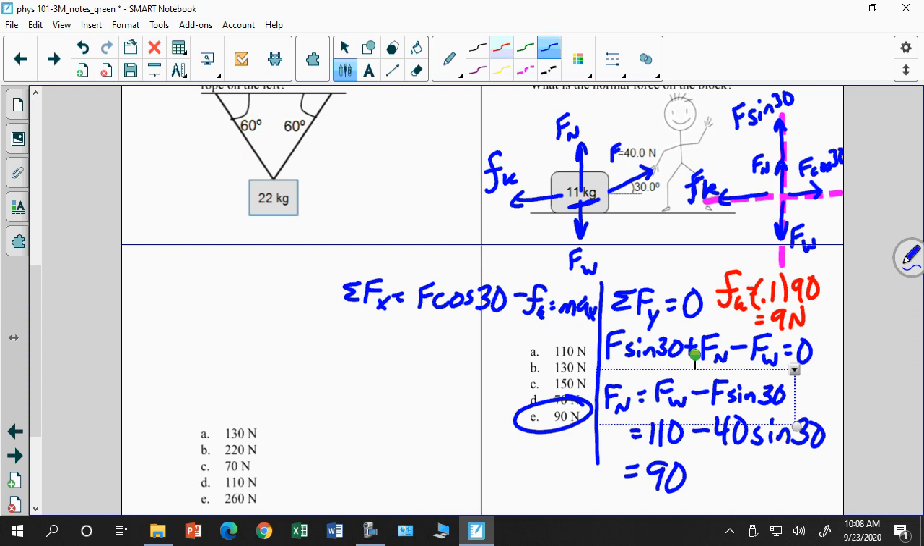So over here, I have 40 cosine of 30 minus 9 divided by the mass, which is 11 kilograms. That will be my acceleration in the x direction. I'm pretty sure you will see a problem like that on Friday. They're common. You can go through and look in the old tests and see other examples of that.